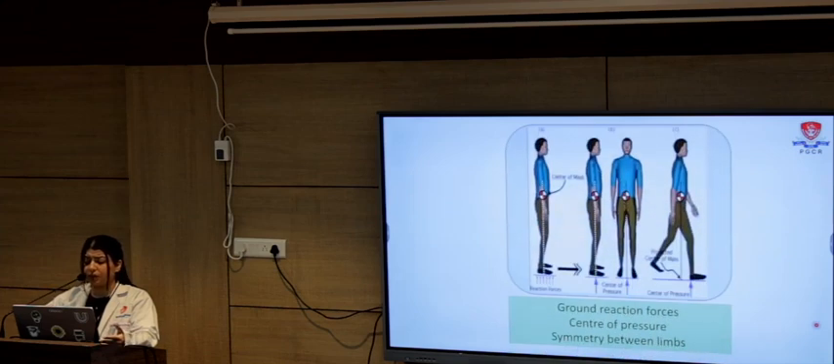It also assesses ground reaction force, which is the force exerted by the ground on the body in response to the body applying force on the ground. The center of pressure is the point location on the ground where the resultant GRF vector acts. It represents the average position of pressure across the contact surface of the foot with the ground.